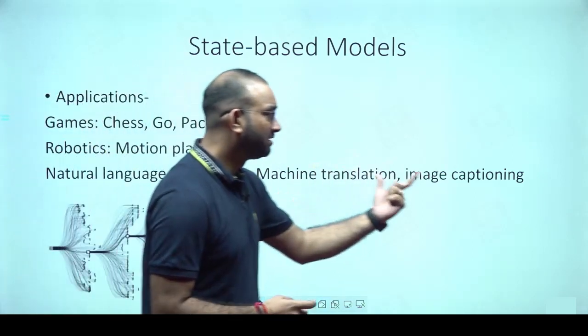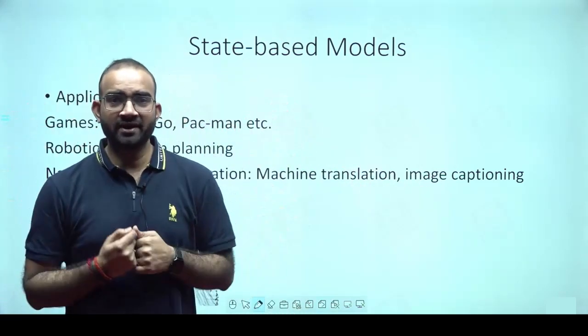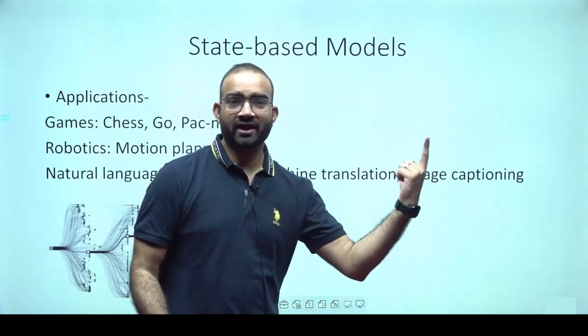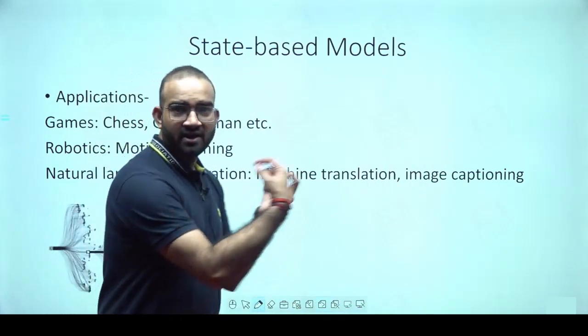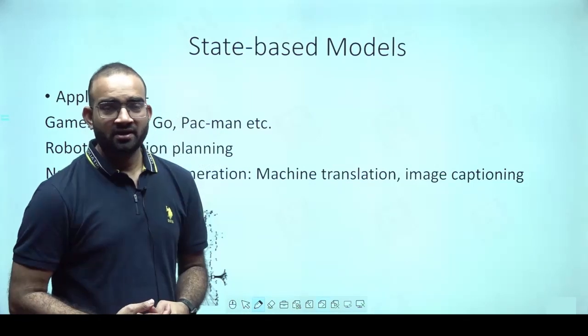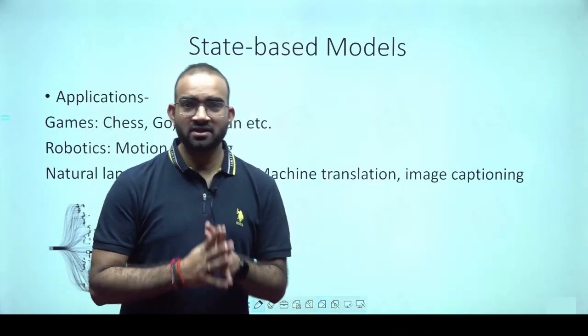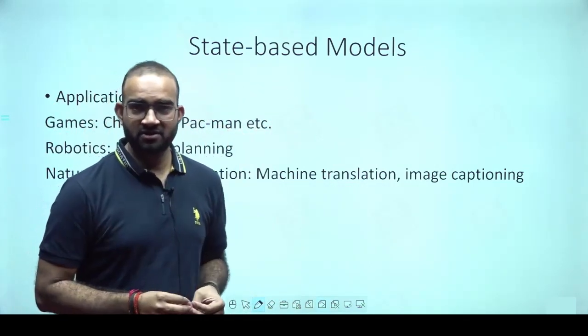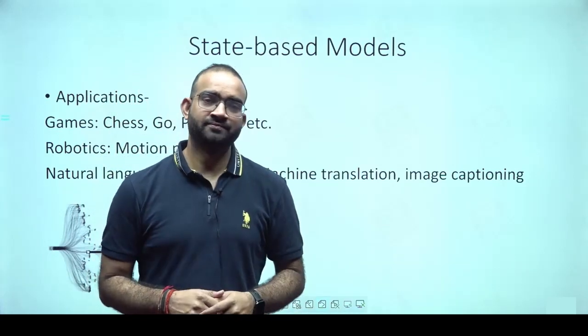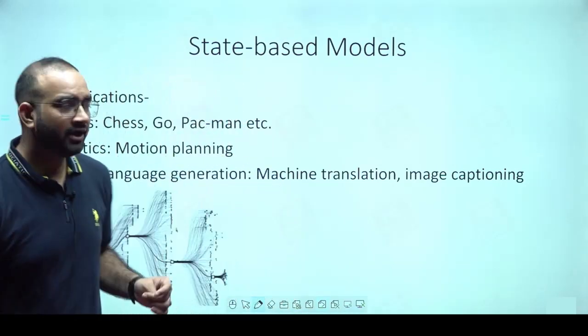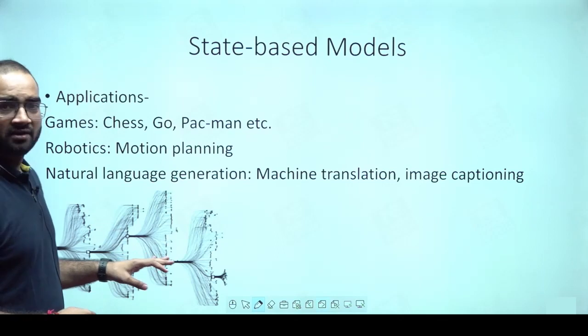Image captioning, right? So if you have an image and then you get the caption that there is a flower and there is a mountain in the image, right? So this is called image captioning, means you have to describe the image in words. Okay, so I hope it's making sense, right?